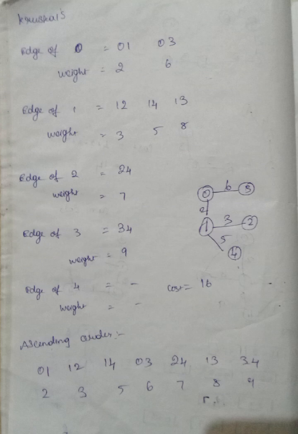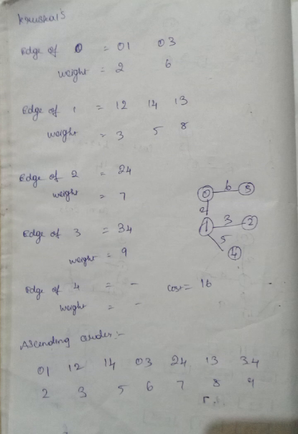First of all, we should check the edges of 0, where the edges of 0 are 0 to 1, where the weight is 2, and 0, 3, where the weight is 6, and write it down. And write the edges of 1 and its weights, where the edges of 1 are 1, 2, and 1, 4, and 1, 3, where the weights are 3, 5, 8. The edges of 2 and their weight is 2, 4, and 7.